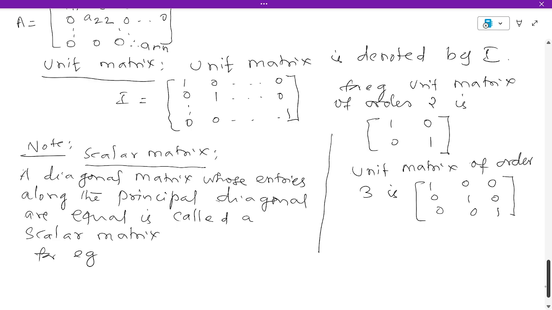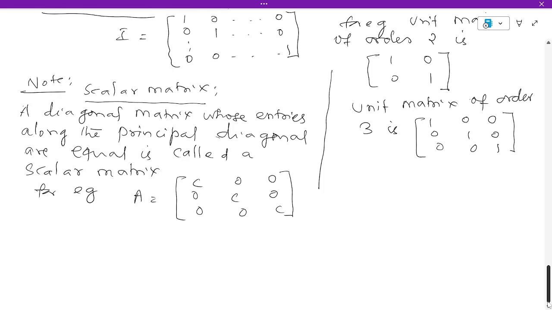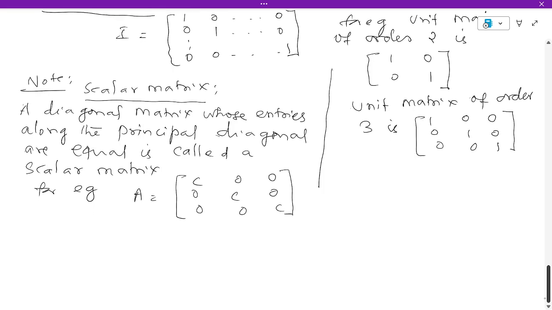For example, A equal to C 0 0, 0 C 0, 0 0 C, some constant value. If you multiply the constant C with the unit matrix, then we will get a matrix like that, and it is known as the scalar matrix.